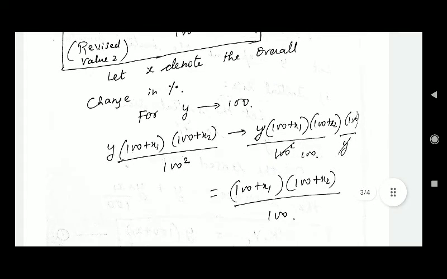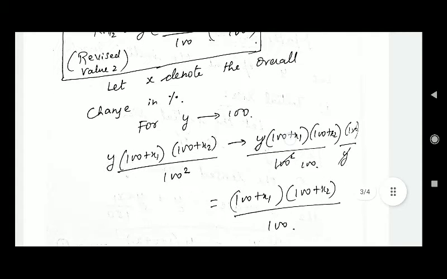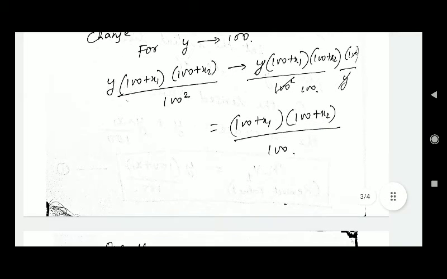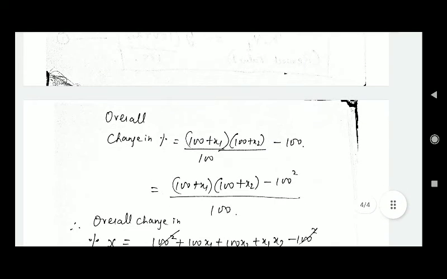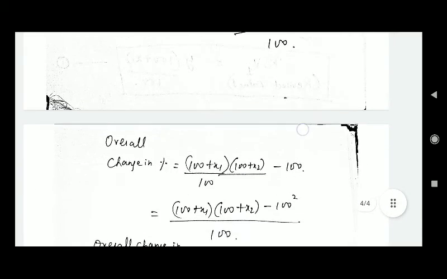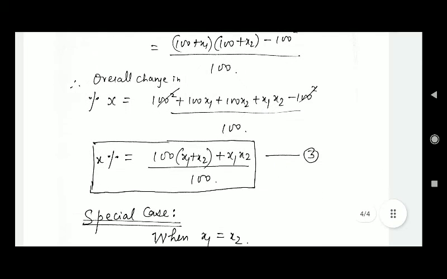Now if y is given a yardstick of 100, this revised value will be found to be (100 plus x1) into (100 plus x2) by 100. So this will be the new value in terms of percentage. So when we want to find the overall change in percentage, we have to subtract 100 from this value, and when we subtract we obtain this relation.